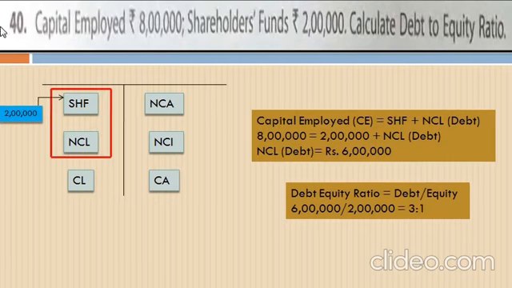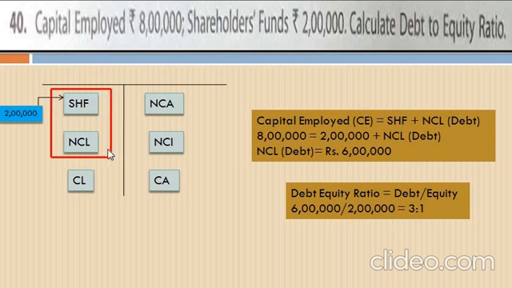Now we are going to start with question number 40, in which we have to find out debt to equity ratio. Debt means non-current liability and equity means shareholders fund, which is already given in the question, rupees 2 lakh. Other than shareholders fund, capital employed is given to us, which is rupees 8 lakh. As I told you, capital employed has two approaches. One is asset approach, another one is liabilities approach. In this question, we will use liabilities approach because we are going to find out debt to equity ratio. Debt and equity, which are the parameters of this ratio, both are our liabilities. Hence, we will use liabilities approach.